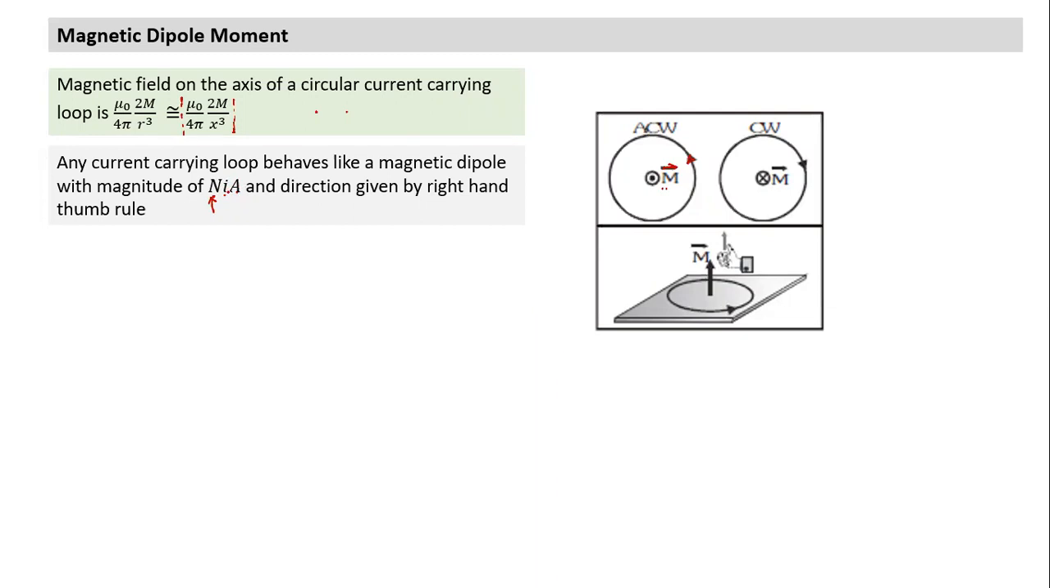So what we notice here is, though we arrived at this expression for circular shape, it is found to be valid for all shapes. Any loop which is carrying current will behave like a magnetic dipole. We'll see what other properties of dipoles are. And its dipole moment magnitude is equal to NIA, and direction is given by right hand thumb rule. So pretty simple law, and right hand thumb rule we have done many times.